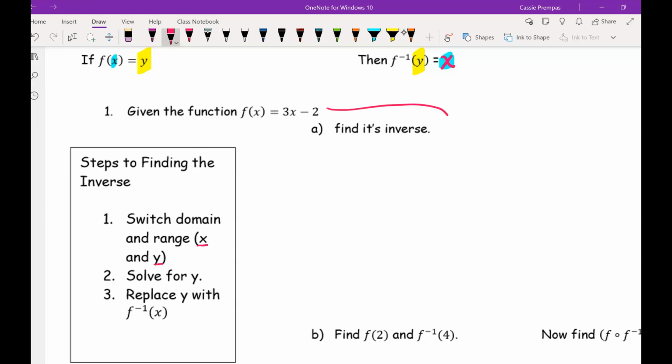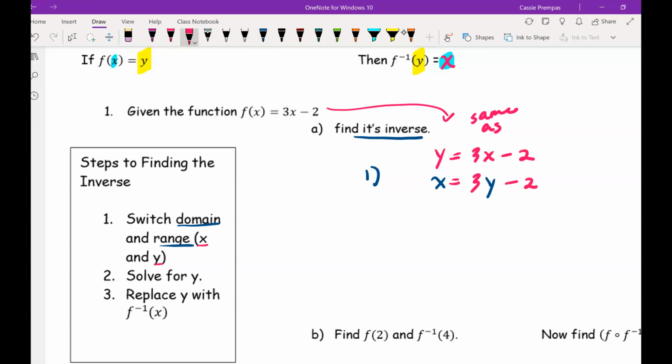So if I look at this, we know that this is the same as y equals 3 times x minus 2. If I'm finding the inverse, the first step I'm going to do is switch the domain and the range. Switch the x, switch the y. So I have x is equal to 3y minus 2. Step 2 is we always solve for our output. So we're going to solve for y.